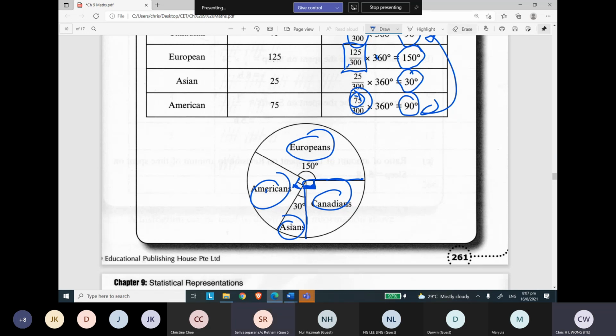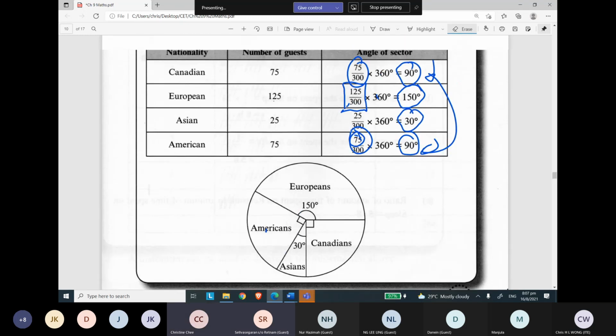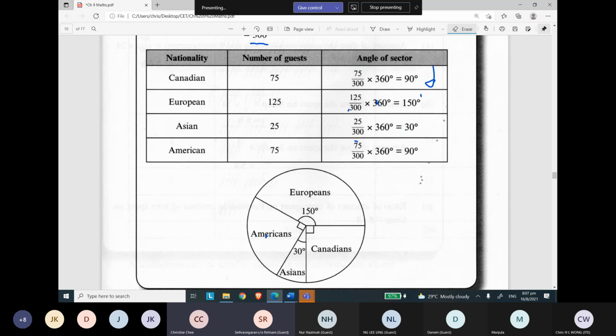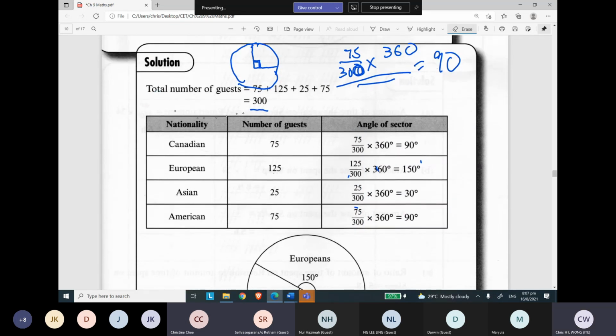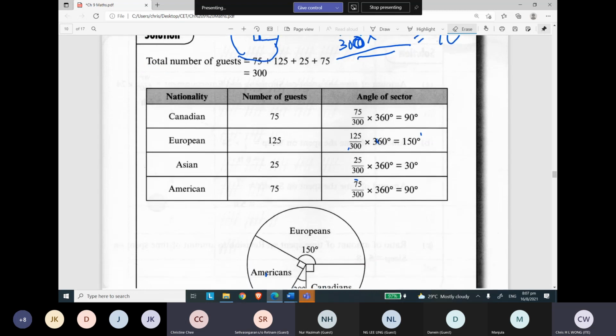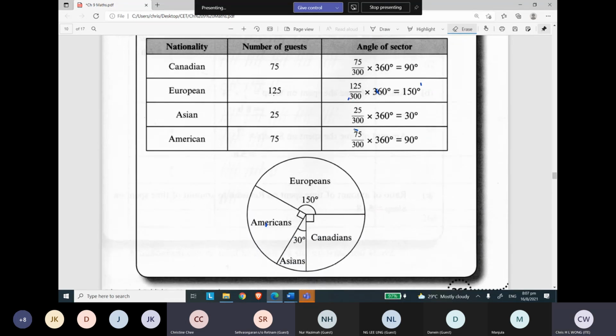Yes? Sir, the first one. What is it that you're asking? About the American. American is 75, Canadian is 75. So the first Canadian is a right angle, 90 degrees. I can join the other one, put American, and that would be easy for me. 180, the balance I'll do the 150 and the 30. Of course you can. It doesn't matter which one comes first.